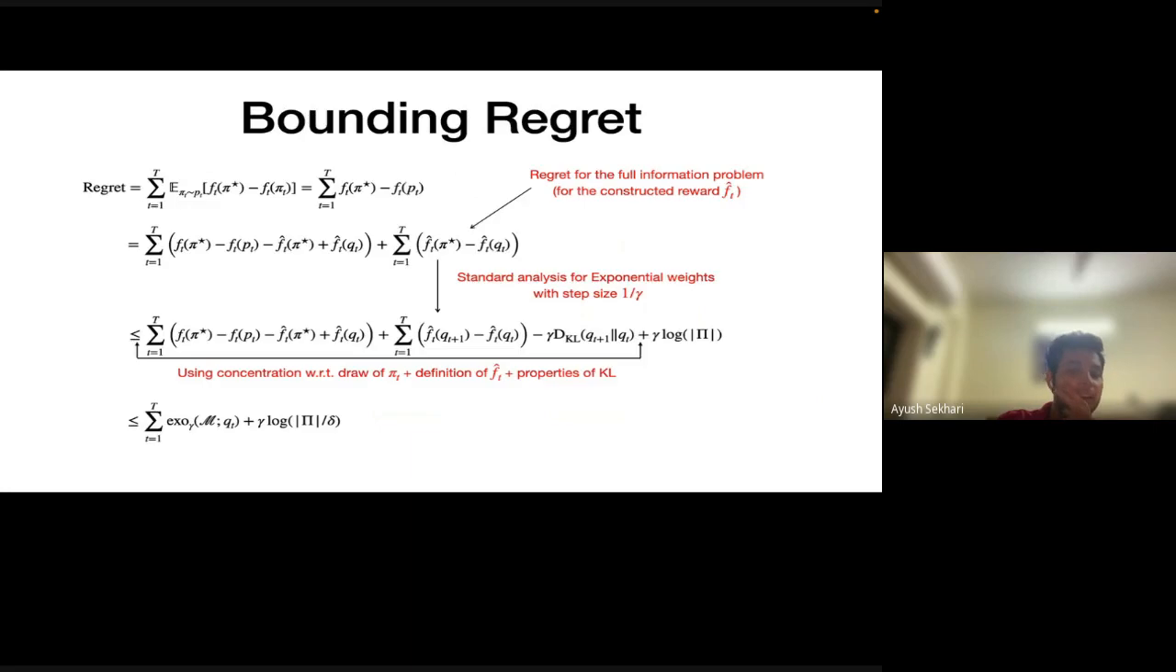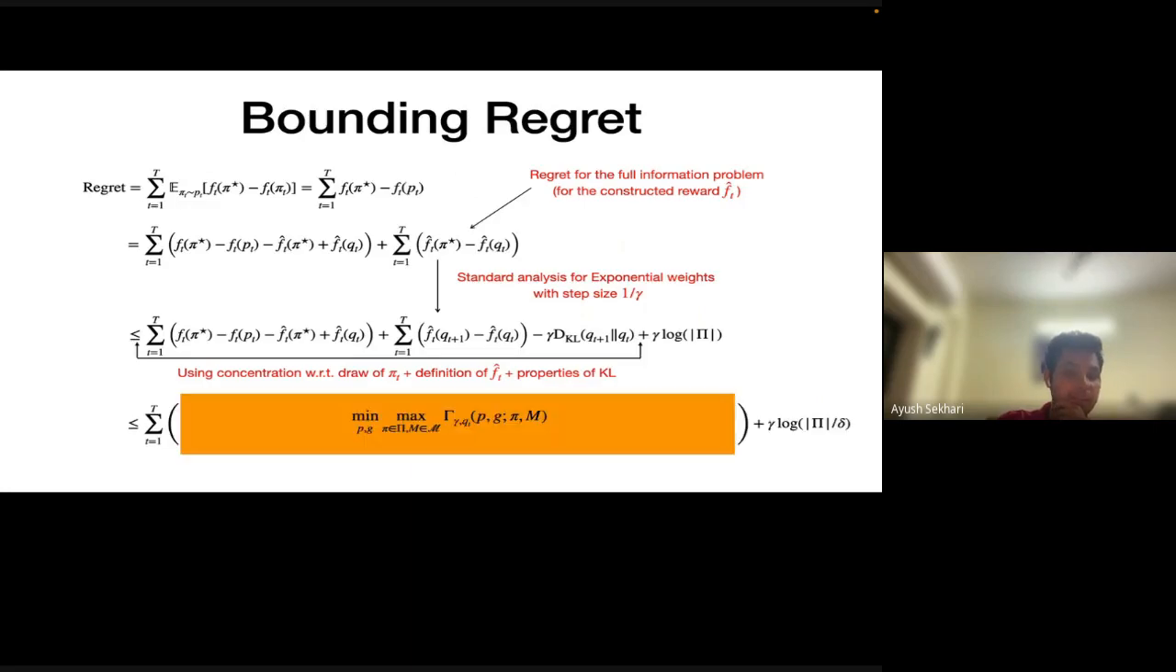So in a sense, let us look back at where this gamma term is coming from. Essentially, when you do all the concentration and all that, you get this min-max objective with respect to pi star and the model M, where you don't know both pi star and M. So you take a max over both of them.